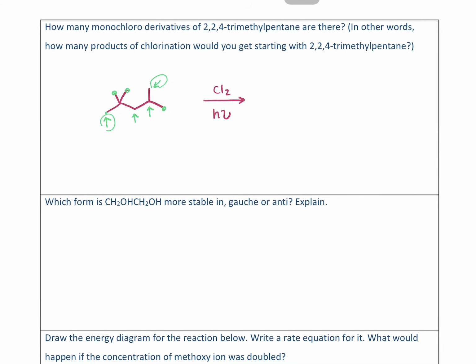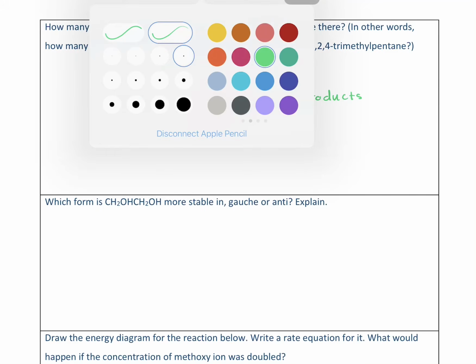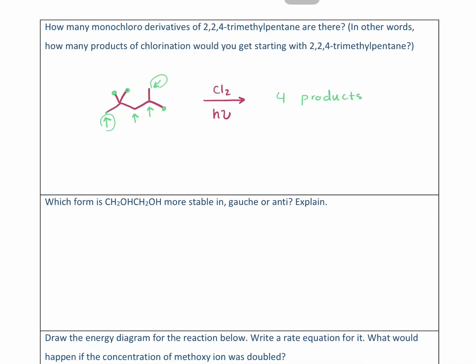So you can have a total of 4 products. And since they didn't mention anything about stereochemistry, I'm just going to assume that you'll get 4 products. But if you want to have stereochemistry involved as well, you have to consider the different possibilities that you might get.